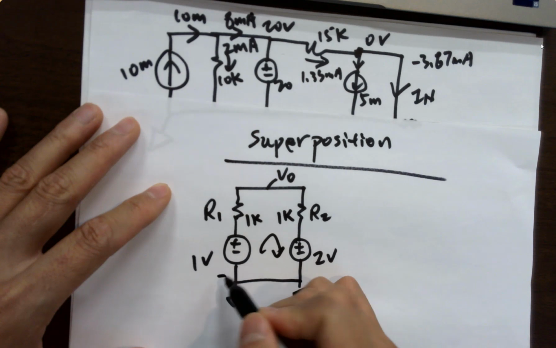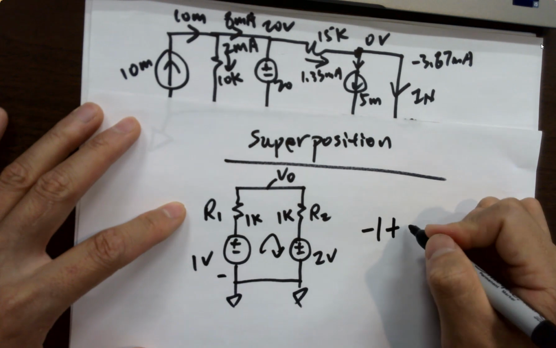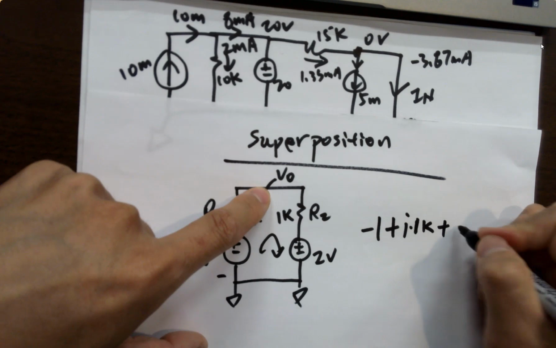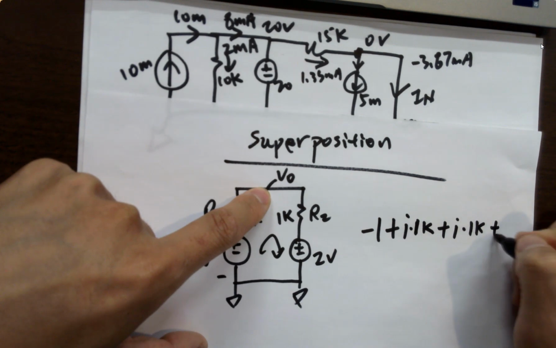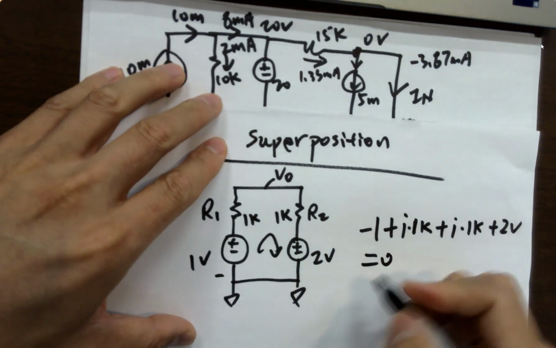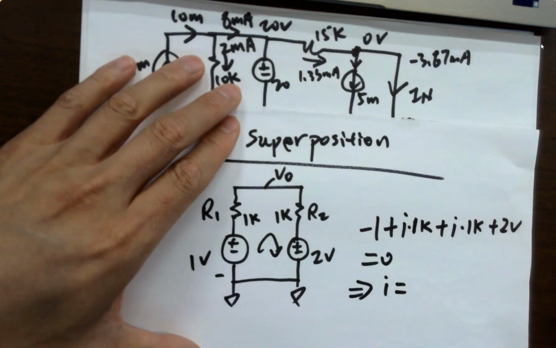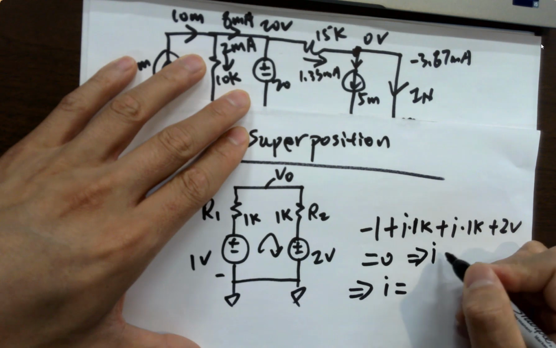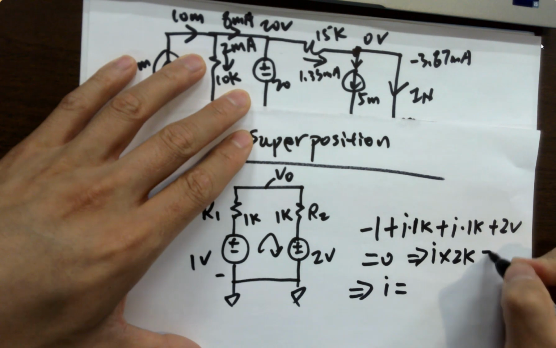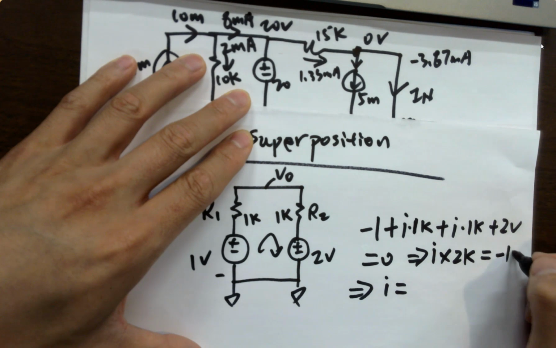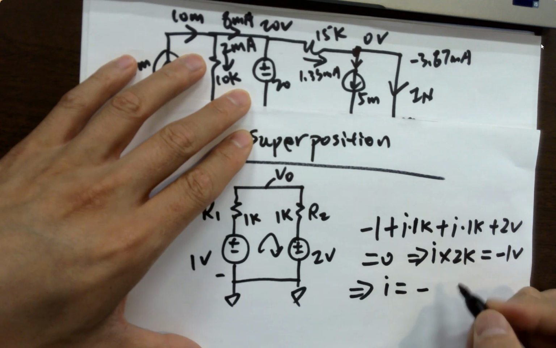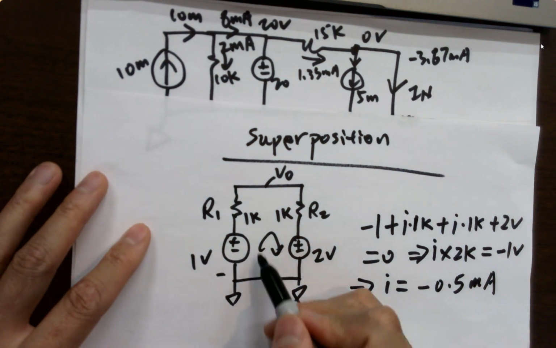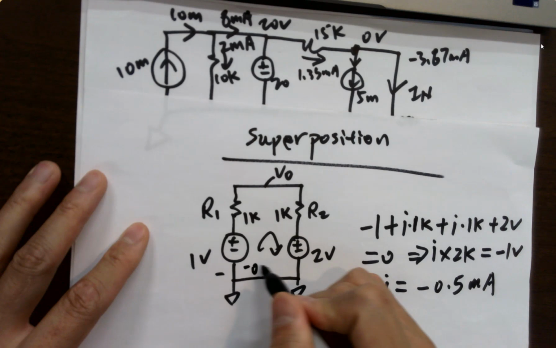So starting from here, you see a negative sign. So minus 1 volt plus I times 1K plus I times 1K again plus 2 volts. It's giving you 0. You can definitely find out what I is. What is I? So this is giving you I times 2K equals negative 1 volt, so I equals negative 0.5 milliamps. That's the I in the clockwise direction.